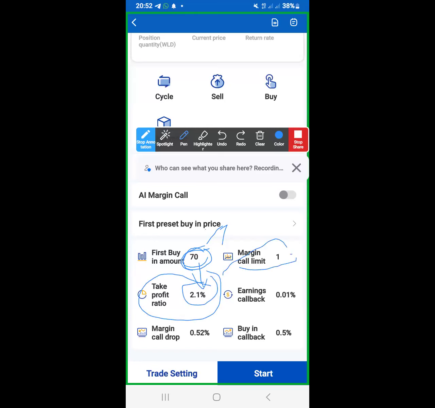Margin call limit. This is the number of times you would wish the robot to buy. Here it is telling us only once. So meaning you're only taking into consideration the first call only. So meaning if the market price dips by the percentage set in the margin call drop of the first call, the robot is going to buy. And only once. And that is all. Then margin call drop. This is the profit callback. Okay. And this is a buying callback.